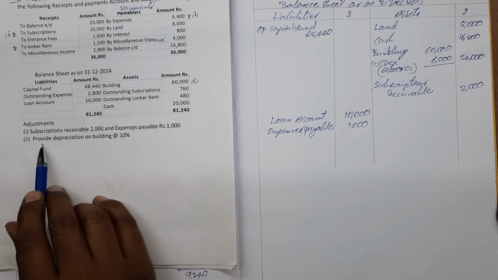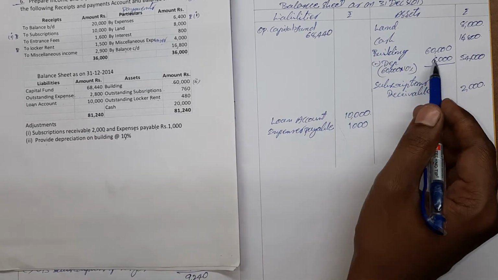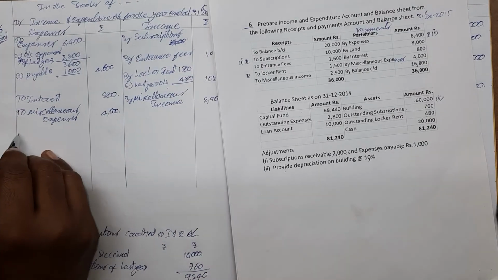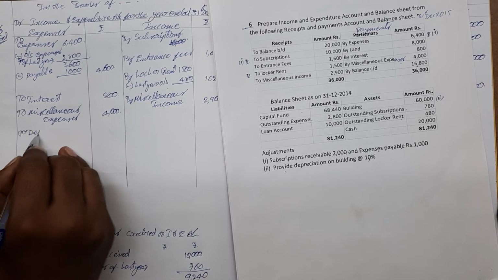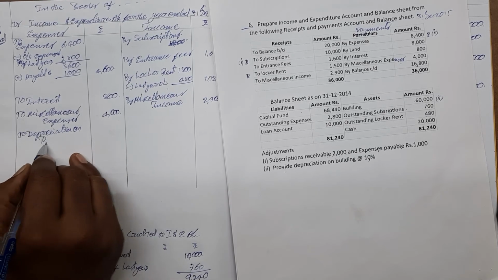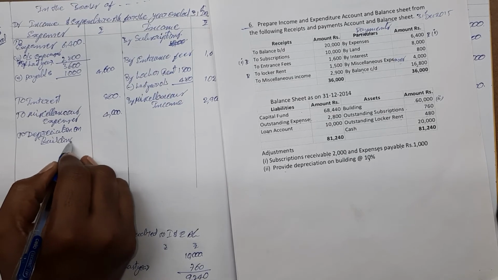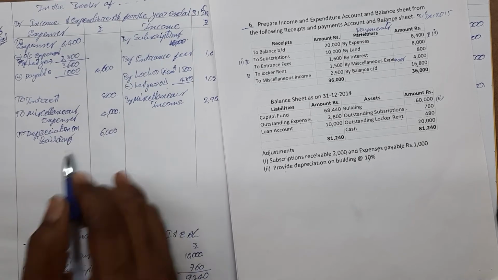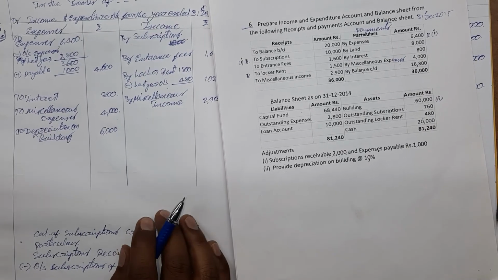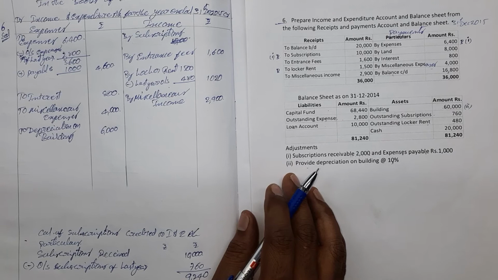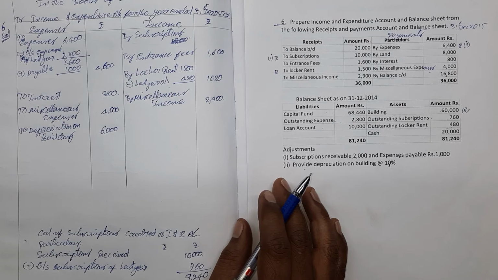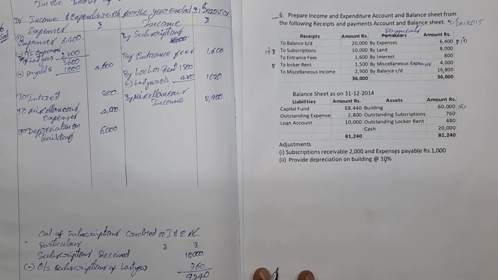After that, provide depreciation on building. Already we have calculated depreciation on building, it is 6,000. The same 6,000 you can debit to income and expenditure account. To depreciation on building, the amount is 6,000. Okay, now all the amounts can be completed.